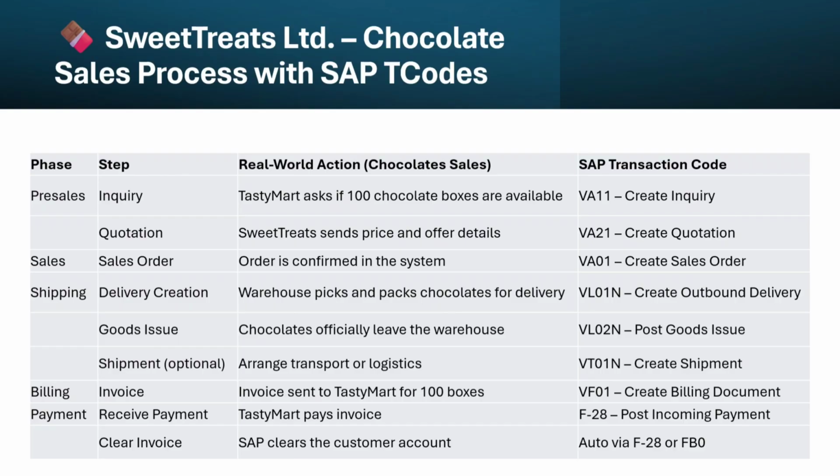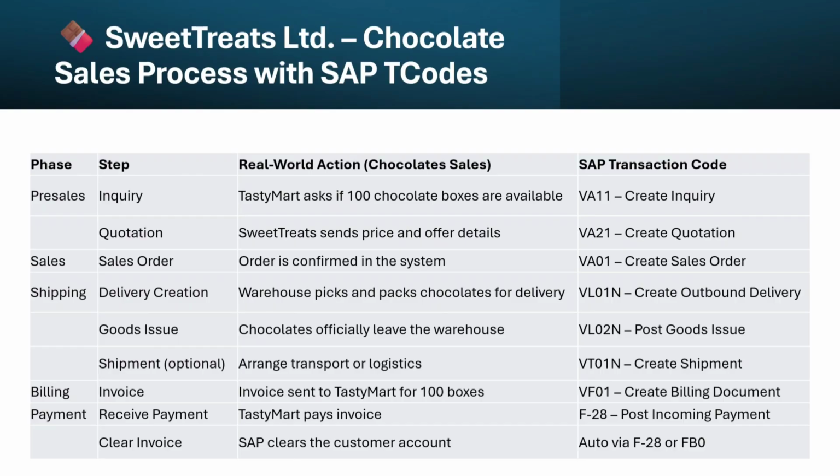This is an official offer sent by Sweet Treats Limited to the customer, that is, TastyMart. Sweet Treats sends the prices and offer details, and this quotation document can be created in SAP using the transaction VA21. And once the customer confirms this quotation and agrees to the sale, a sales order can be created using the transaction VA01 in SAP.